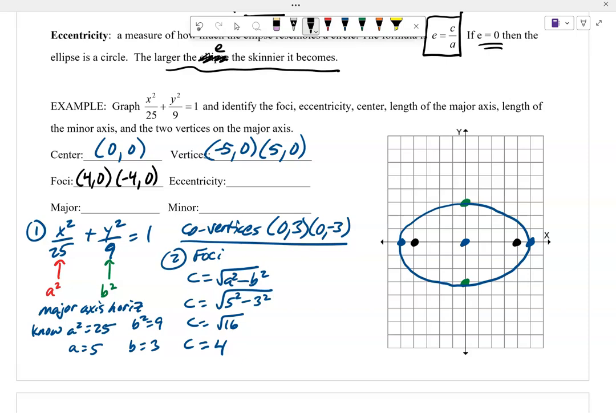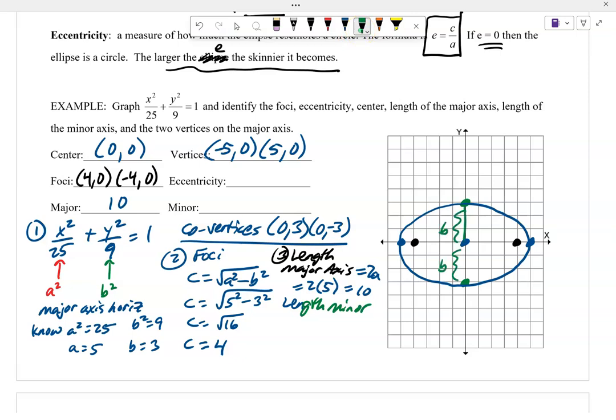Let's go ahead and do the length of our major axis. That's 2A because it's A plus A. I'll do it in blue. A plus A is 2A. And we know our A is 5, so the length of the major axis is 10. The length of the minor axis, let's do that in green. Remember, this is B and this is B. So this minor axis length would be 2B. So we get 2 times our B value, 3, so it's 6. Length of the minor axis is 6.